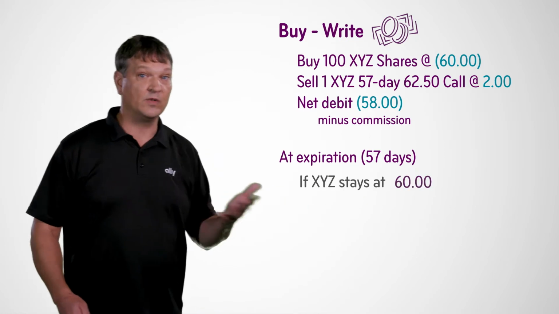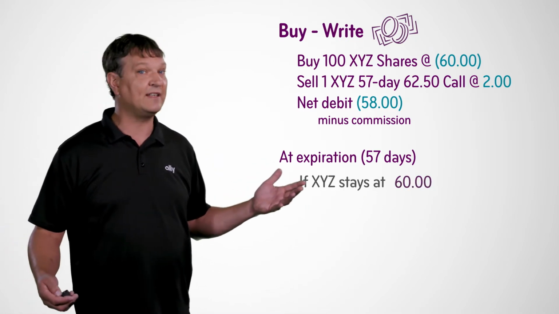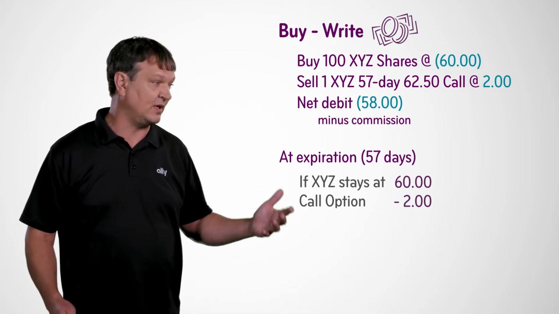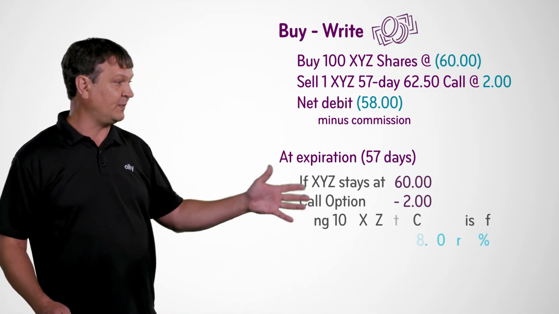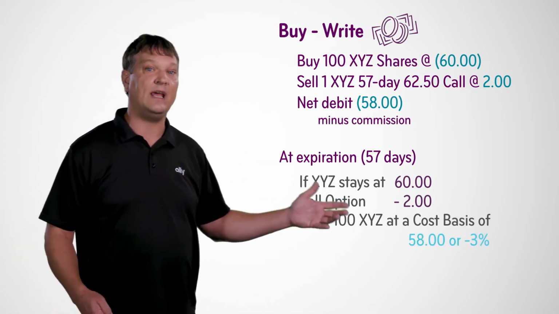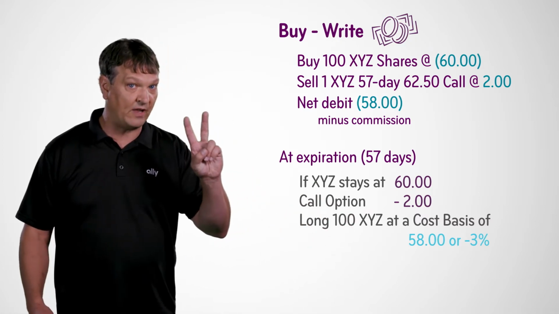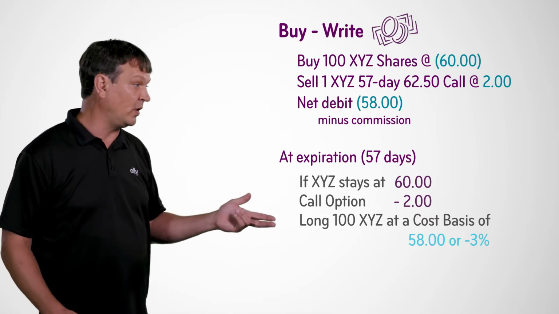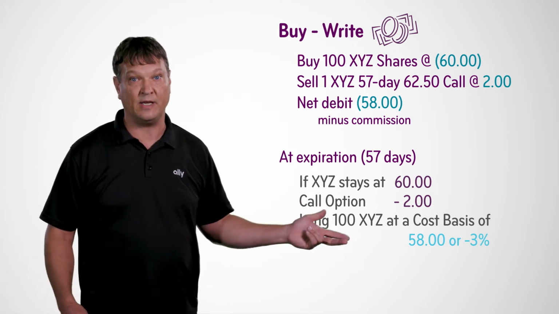If the stock goes nowhere, XYZ just stays right at 60. Let's just pretend it didn't move at all. 57 days go by, the option expires. Well, our cost basis now is $58. That means that we received the $2 for selling the option contract and we lowered our cost basis. That means we've lowered our cost basis by 3%.